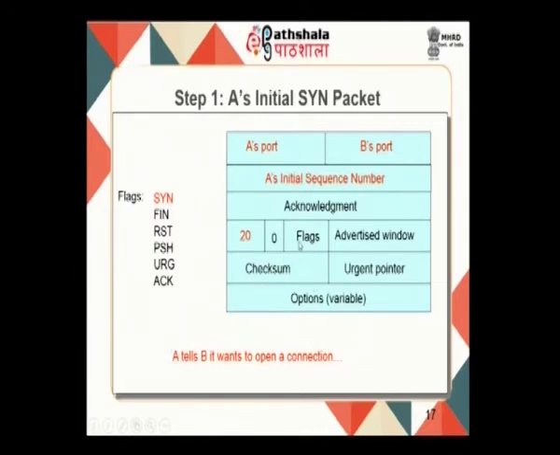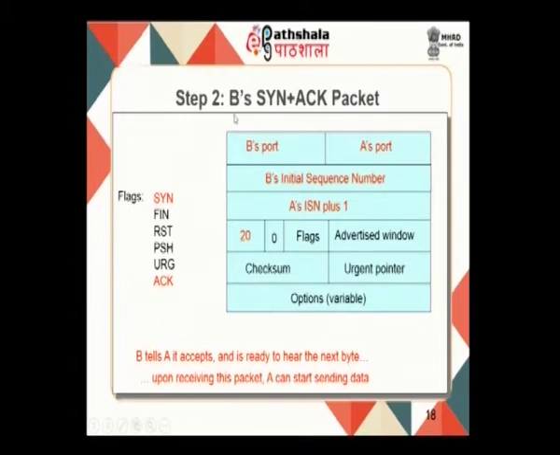Now, when the SYN packet is set, A is telling B that it wants to open a connection. This is the first step. The second step is that B has to send a SYN plus ACK packet. What will be in this packet? The sender port is B's port number and the receiver port number is A's port number. You can see that the port numbers are flipped. In the sequence number will be B's initial sequence number, and the acknowledgement will be A's initial sequence number plus 1, because it is now expecting to receive the next byte.